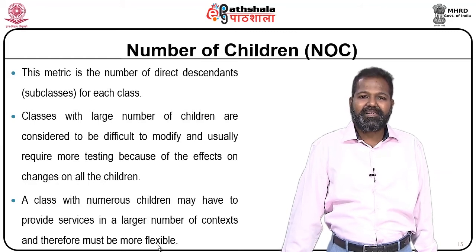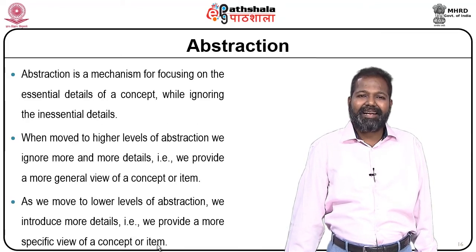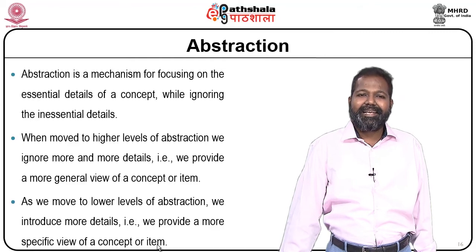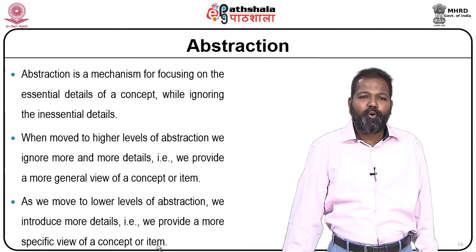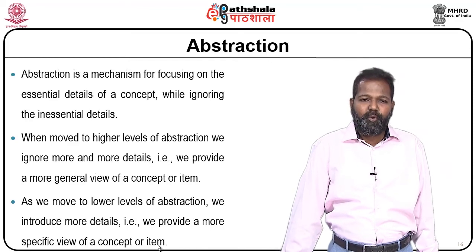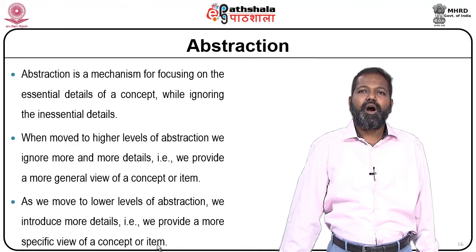A class with numerous children may have to provide services in a large number of contexts and therefore must be more flexible. Abstraction. Abstraction is a mechanism for focusing on the essential details of a concept while ignoring the inessential details. When moved to higher levels of abstraction, we ignore more and more details. That is, we provide a more general view of a concept or item. As we move to lower levels of abstraction, we introduce more details.